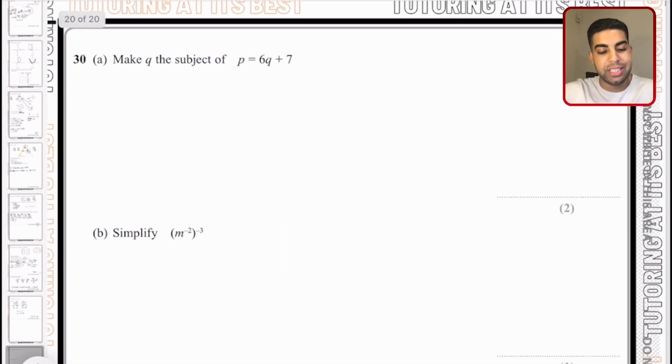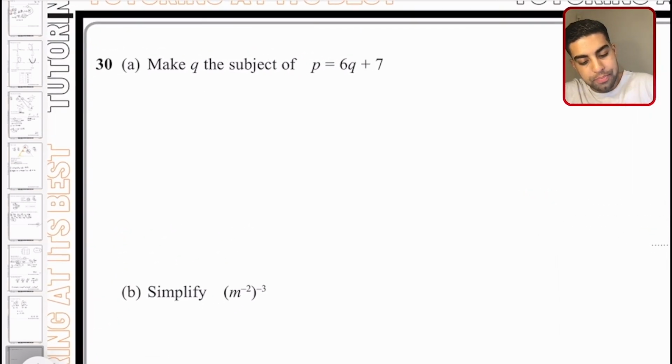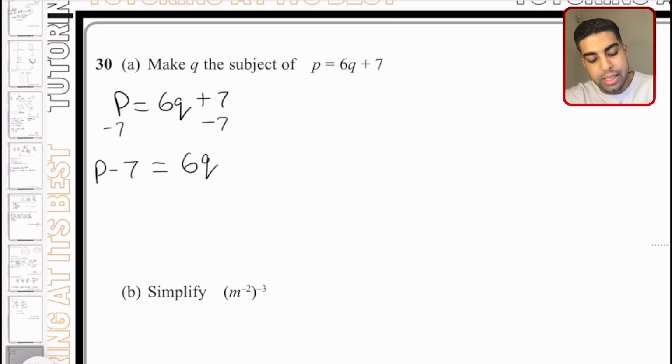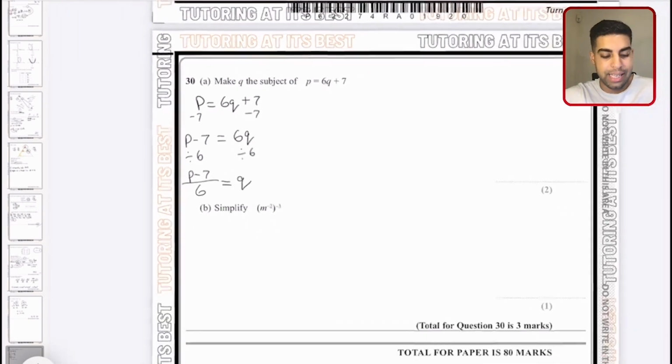And the final question. Let's make Q the subject of P equals 6Q plus 7. So let's write this out once more. We need to make Q the subject, so we need to isolate Q. The first thing I'm going to do is minus 7 on both sides. So I have P minus 7 equals 6Q, before taking the 6 over. As you know, when a number is with a variable, that means it's a multiplication. So we're going to divide both sides by 6. We will now have P minus 7, divided by 6, equals Q. And that is our answer.